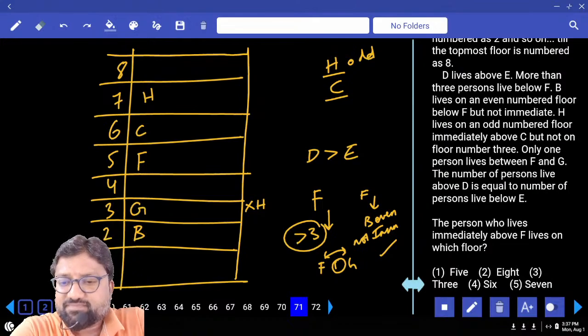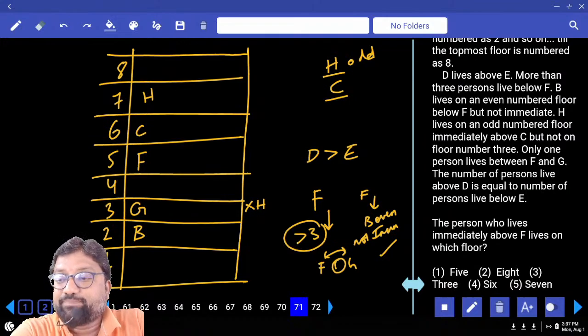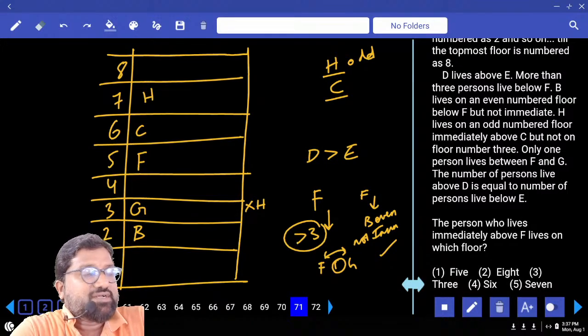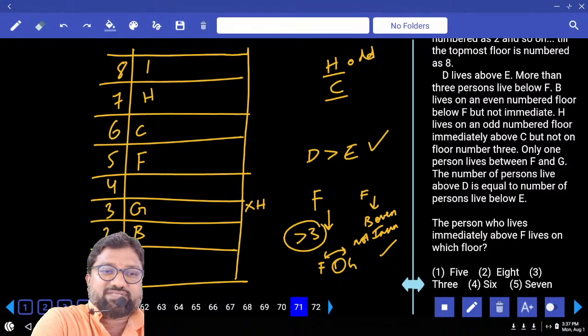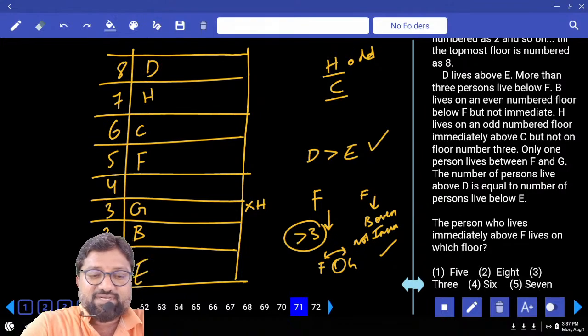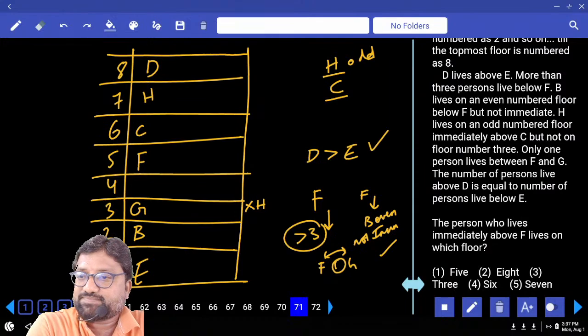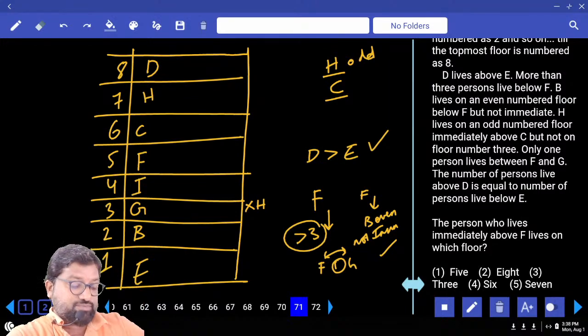Next, the number of people living above D is equal to the number of people living below E. Now the first and last places are vacant, and obviously D is living above E. So this is D, this is E. What is the name of the one remaining person? I. Very good. Done? Yes or no? Come on.